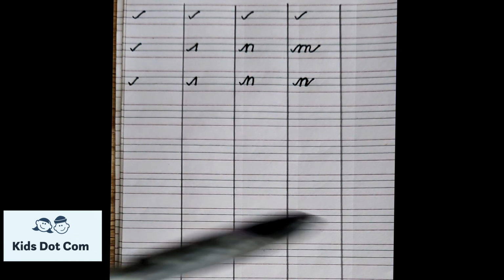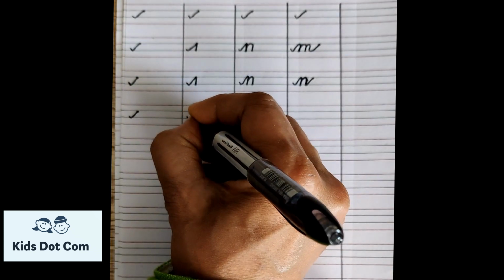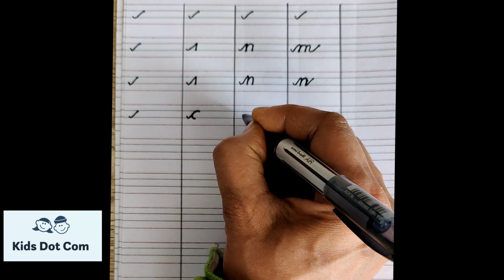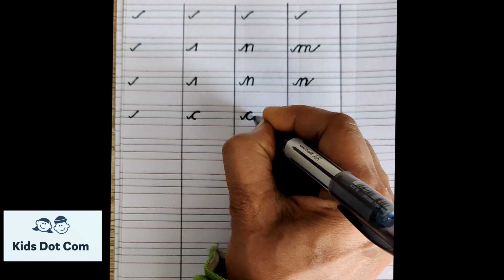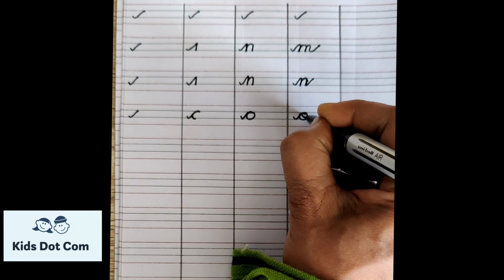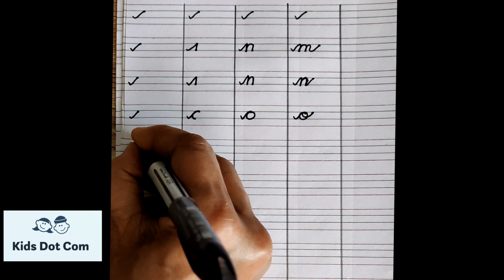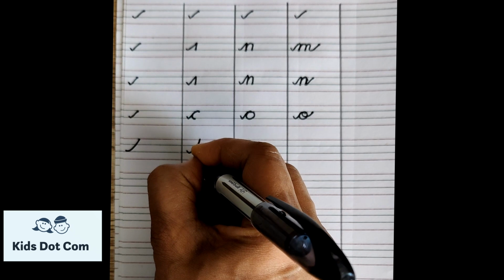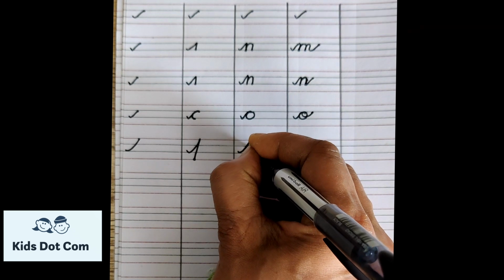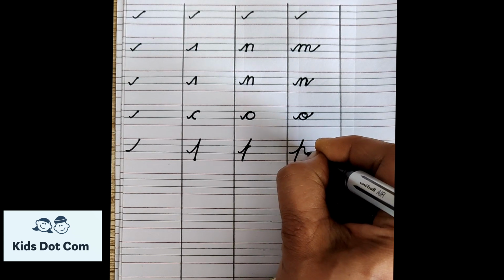Fine. Next is O. O also starts like this and take a turn like this. See, first make half C, then come, take round, and last one is O and touch the blue line. O. Next is P. Go up here like this in 4 lines. Here come and go up, and at last P and touch the blue line.